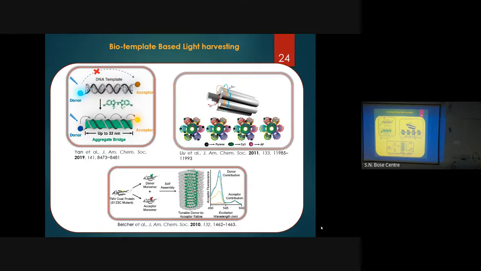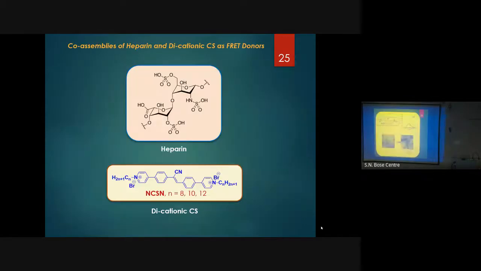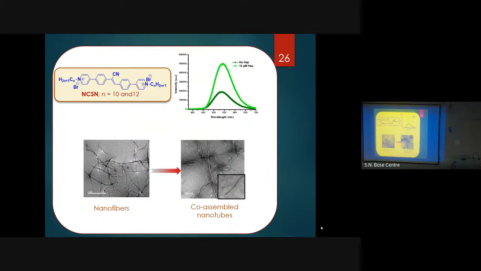So energy transfer is an actually interesting phenomenon in terms of increasing fundamental understanding, and also for application purposes. In our case, we took heparin and the cationic cyanostilbene higher analogs, which, as I have told, form larger co-assemblies with heparin, and as I have already mentioned, there was an increment in the fluorescence. The other thing that we have observed, I will not talk much about that, is that the initial self-assembled structure from these molecules is actually a nanofiber. That means you have solid nanofibers, which get converted to nanotubes when you add heparin. So there is a change in morphology also.